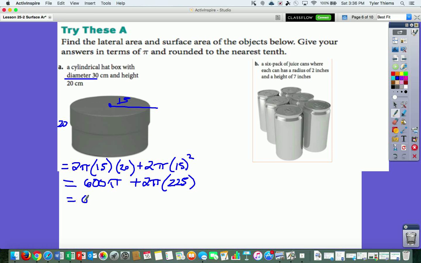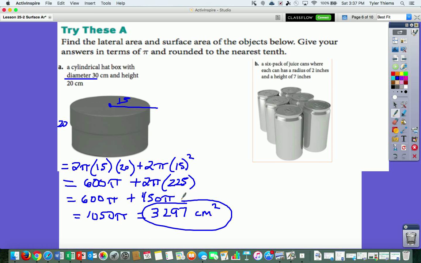All right, so I'll keep my 600 pi plus 2 times 225, that is 450 pi. Add those pi's together, and you should get 1,050 pi. So if you do 1,050 times 3.14, you should get 3,297 centimeters squared as your total surface area. So I did that one for you.